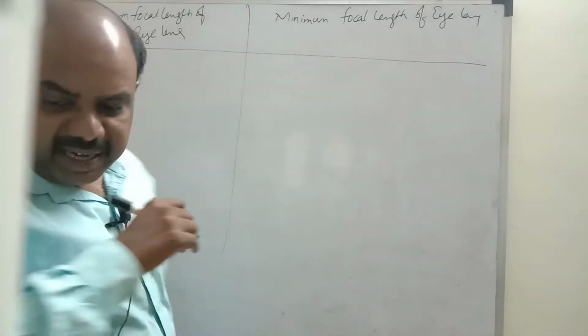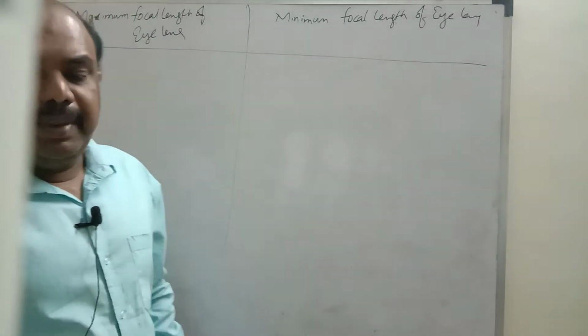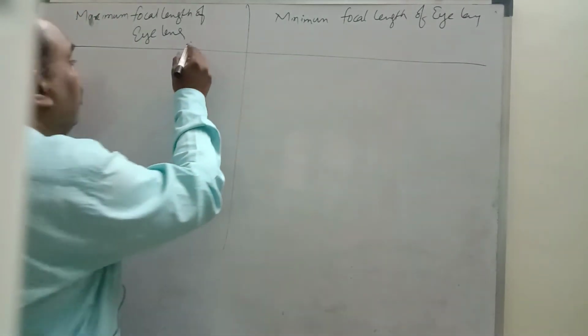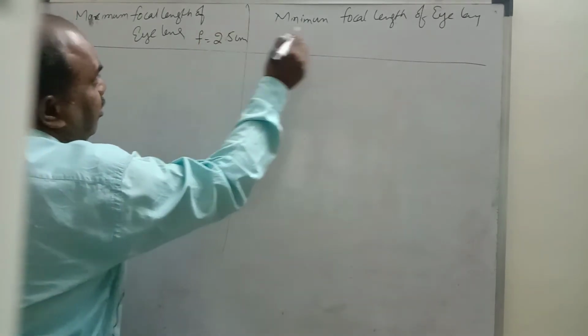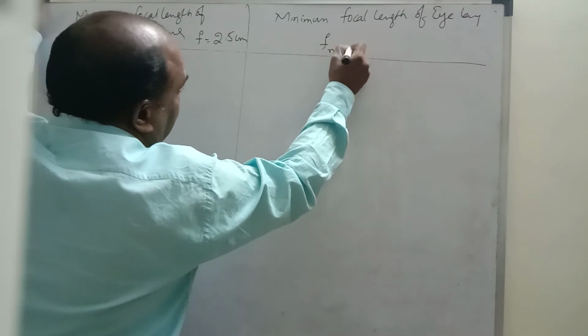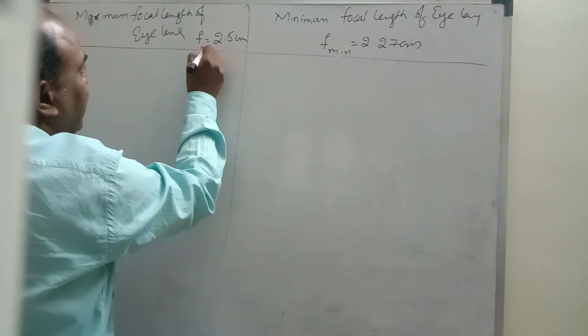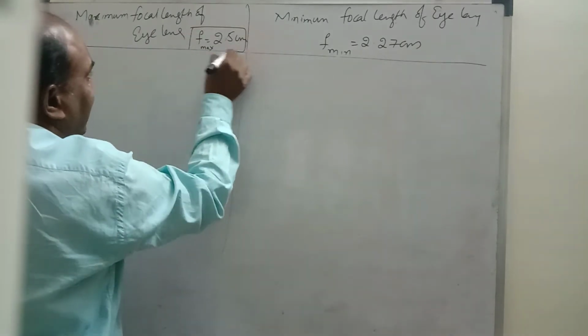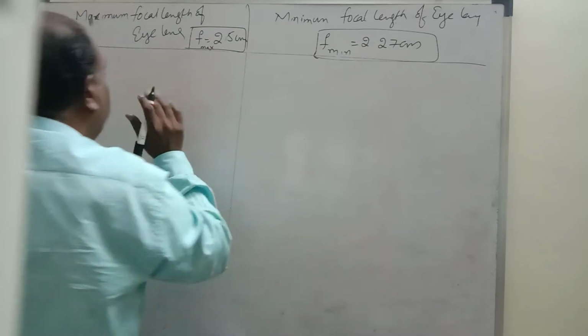From yesterday onwards, I am saying that the maximum focal length of the eye lens is 2.5 centimeter and the minimum focal length of the eye lens is 2.27 centimeter. Sir, how do you know these values? How to extract, how to get these values? We will see in a simple manner.